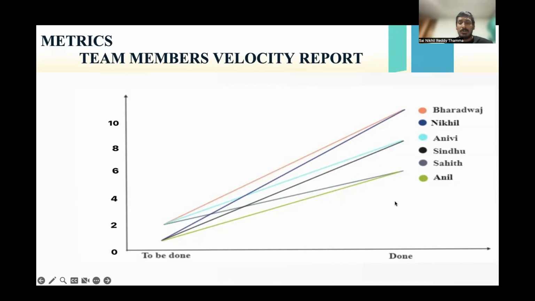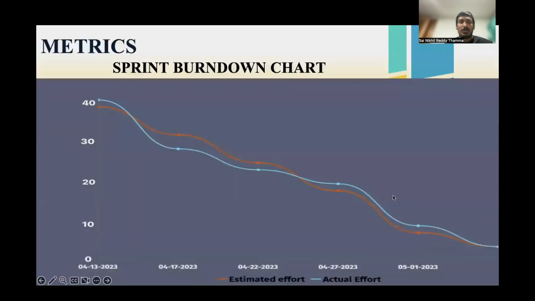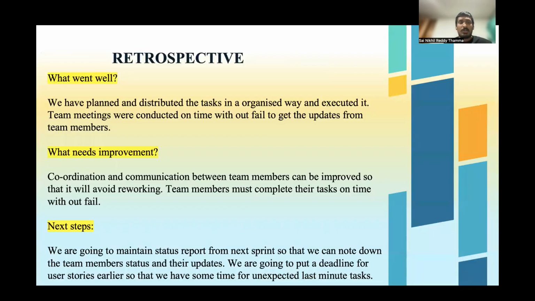So, next comes our sprint burn down chart. A burn down chart is a graphical display that helps teams make their work more visible and track their progress on their schedules. So here, the red line indicates the estimated effort, and the blue line indicates the actual effort.